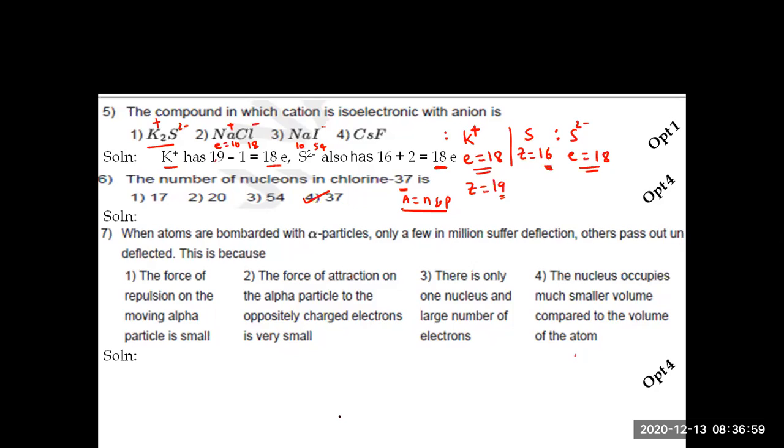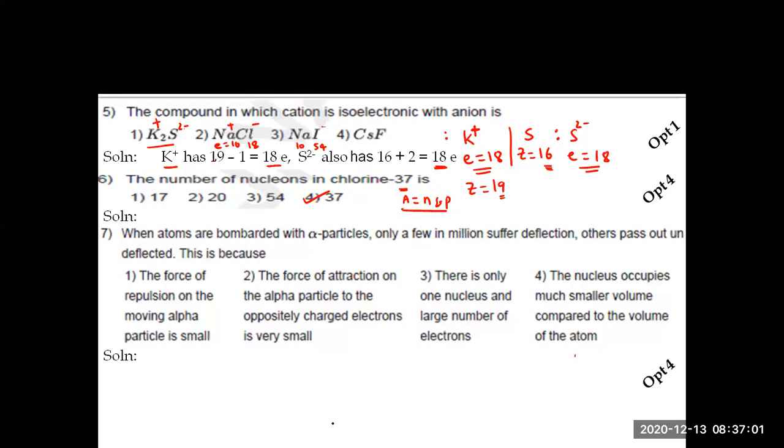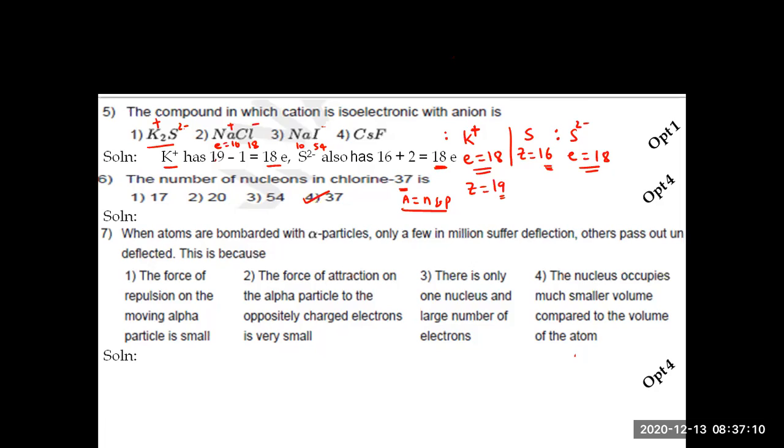Okay. What is the overall radius of the atom actually? 10 raised to minus 10 meter. Whereas the nucleus is 10 raised to minus 15 meter. So that means it is so much smaller. Therefore, most of the alpha particles go in a straight line. Fine. We'll take up the next.